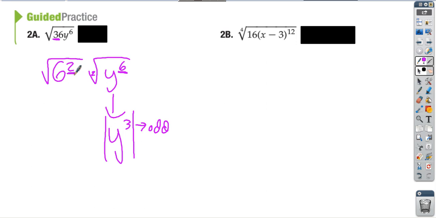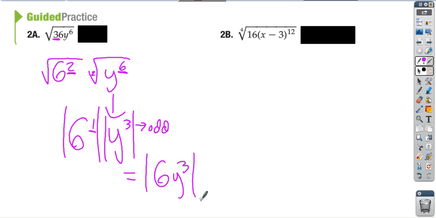Same thing here, if we take the square root of that, we get 6 to the 1st. That's an odd power, so we need an absolute value. And you can write that a little bit more compactly as both the 6 and the y cubed in the absolute value. Okay, then we have this one right here, so we're going to take 12 divided by 4.